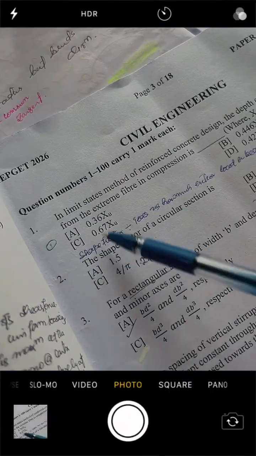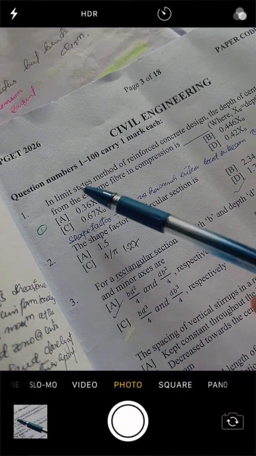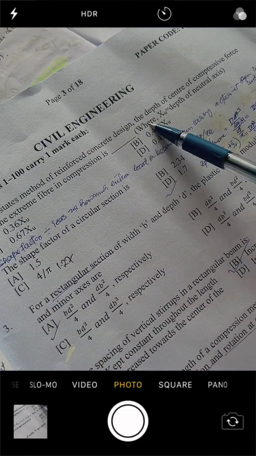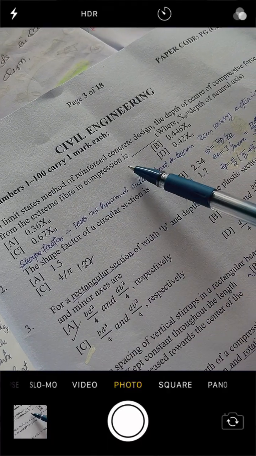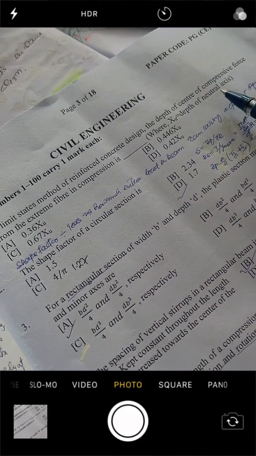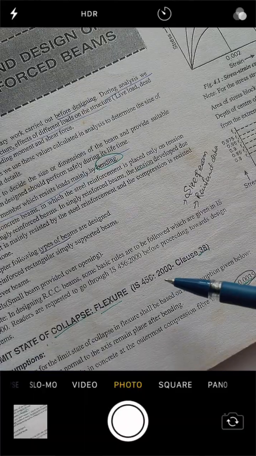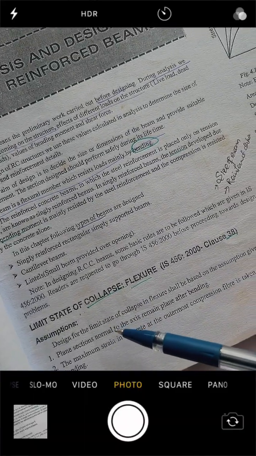So question number 1, 200 carries, 1 mark each. And the very first question is, in the limit state method of reinforced concrete design, the depth of center of compressive force from the extreme fiber in compression is, where x is the depth of neutral axis. This is the solution. This comes under the limit state of collapse, IS 456 2000 clause 38. It comes under the assumptions of the limit state of collapse.